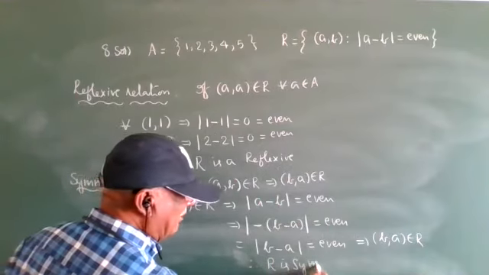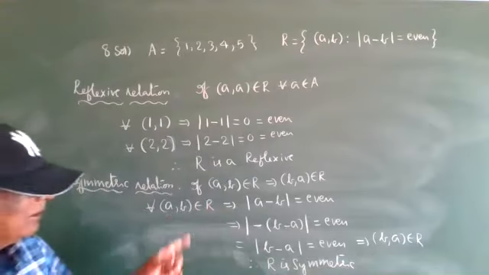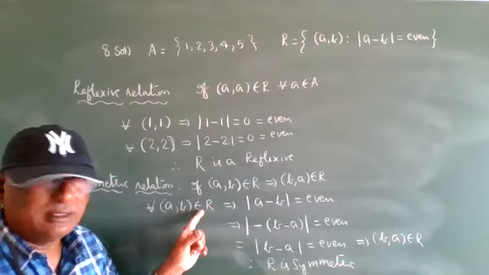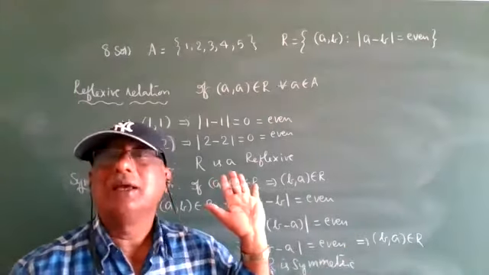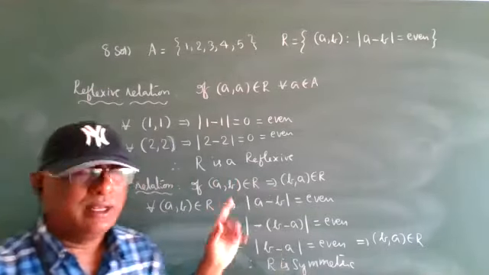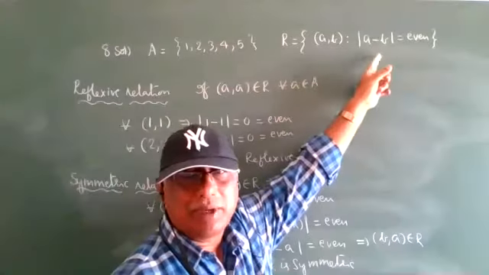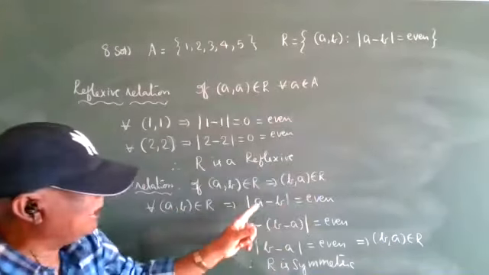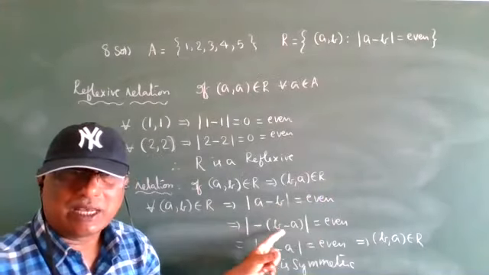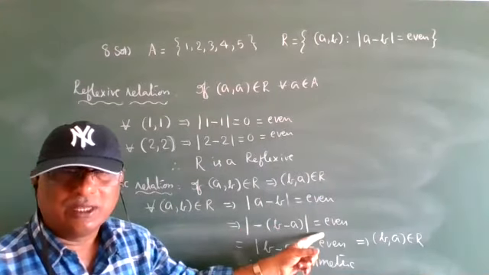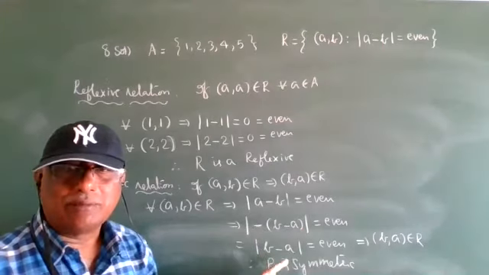Once again, observe how I am taking it. (a, b), I will start; I will get (b, a). Reverse order means symmetric. Is it clear, everyone? Once again, the (a, b) definition is modulus of a minus b is an even number. Take minus under modulus, but the even number cannot change. Modulus makes the negative a positive: modulus of b minus a.